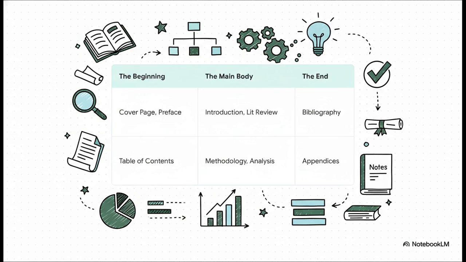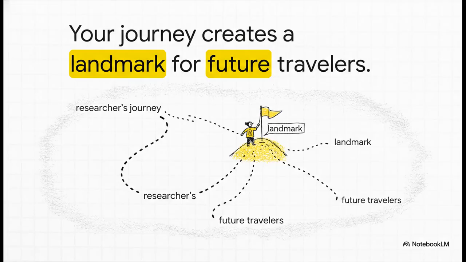In fact, we can simplify that whole map into 3 basic parts. The beginning just sets the stage, your table of contents and all that. The main body is the real heart of it. That's where you lay out your introduction, your methods, your analysis, and what you found, and the end is all the backup material, like your sources and any extra data. Simple as that.